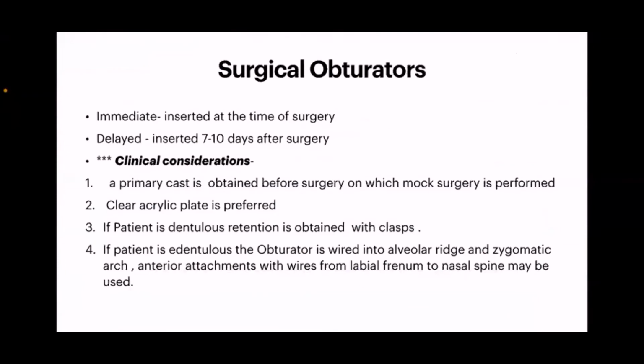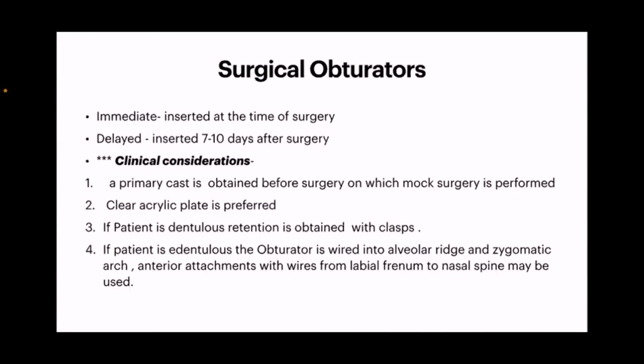Now, surgical obturators in detail. Surgical obturator itself is divided into 2 parts: they can be immediate, which are inserted at the time of surgery, or delayed, which are inserted 7 to 10 days after surgery. So the clinical considerations for surgical obturators are, first of all, a primary cast is obtained before surgery on which a mock surgery is performed.